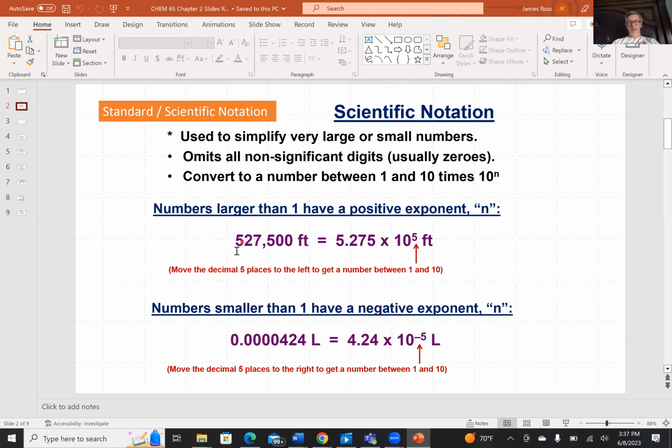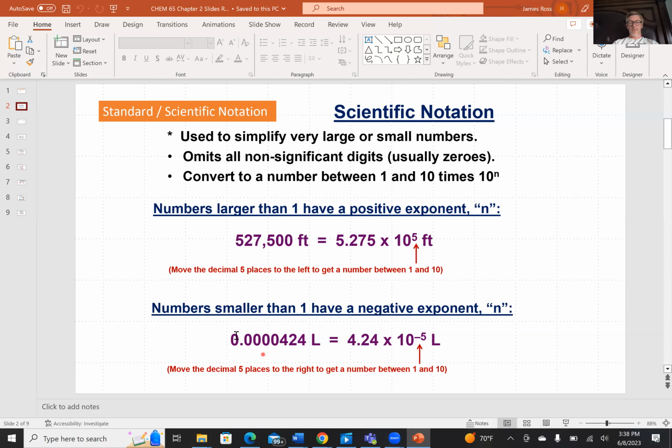So for example, this number here, 527,500 feet, equals 5.275 times 10 to the 5 feet. Notice that the 5.275 is a number between 1 and 10, and the exponent 10 to the 5 tells us to take the decimal and move it 5 places to the right because the exponent 5 is positive. If we were to insert the decimal here between the 5 and the 2, and then move the decimal 5 places to the right side, indeed, we would have reconstructed the number 527,500.